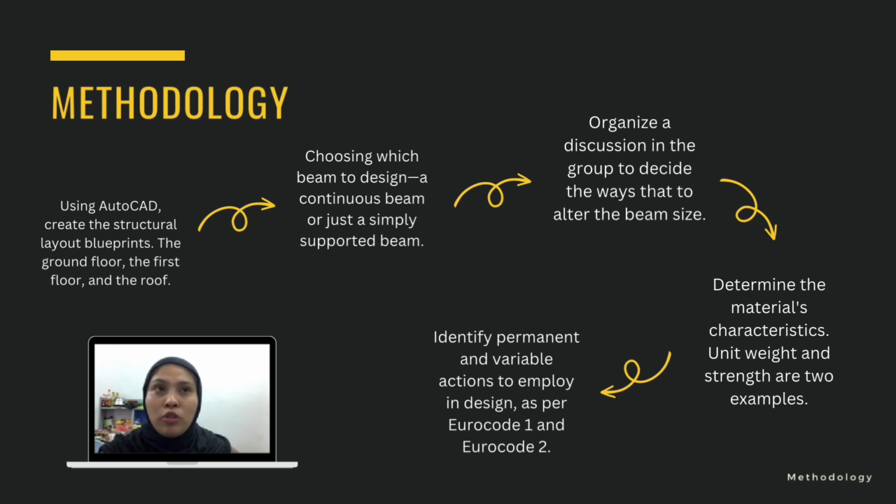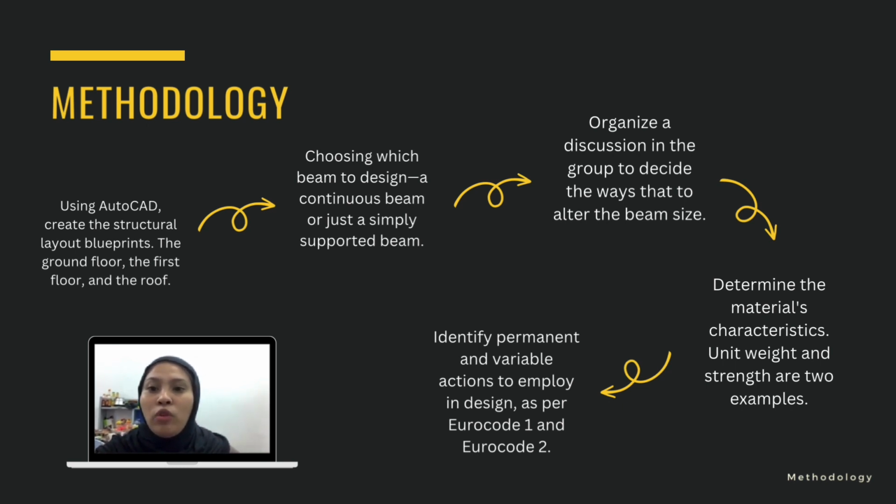So today I'm going to present our group project, which is the methodology part. The first step is we have to use AutoCAD to create the structural layout blueprints, which are the ground floor, the first floor and the roof structure. Second, we have to choose which beams to design, which are a continuous beam and a simply supported beam.